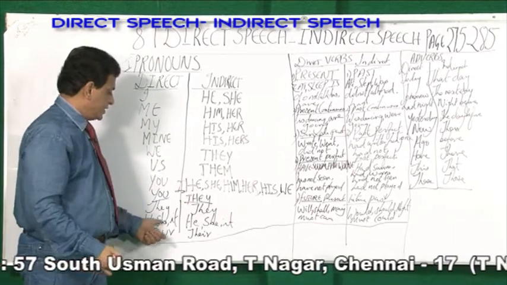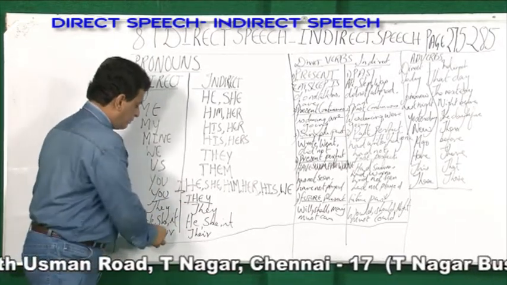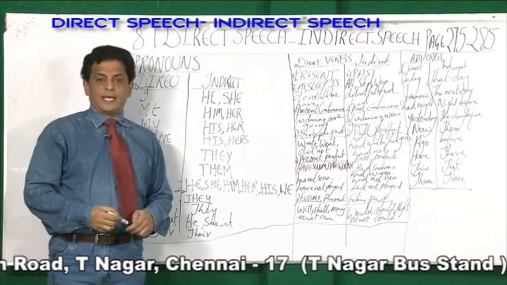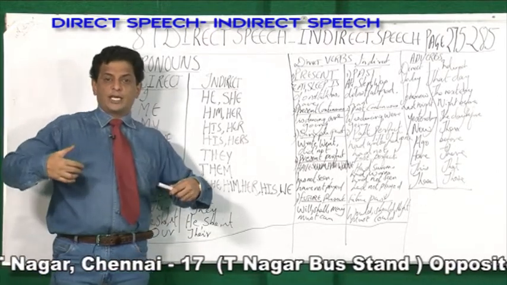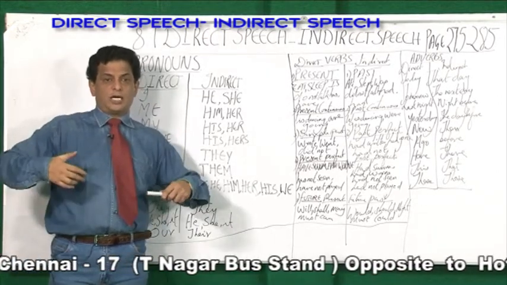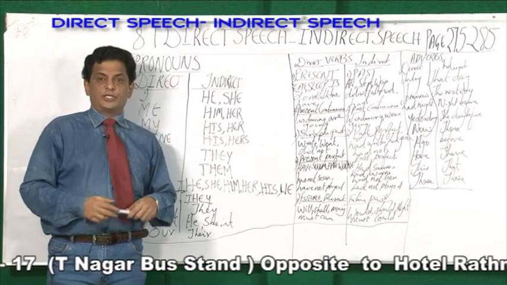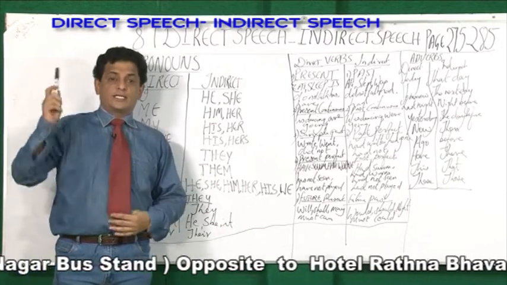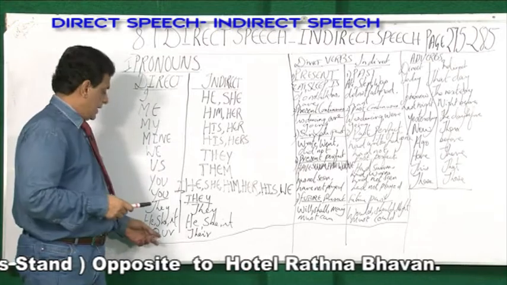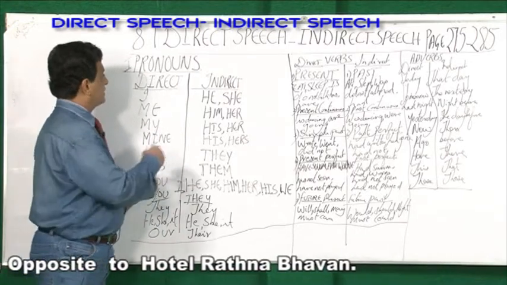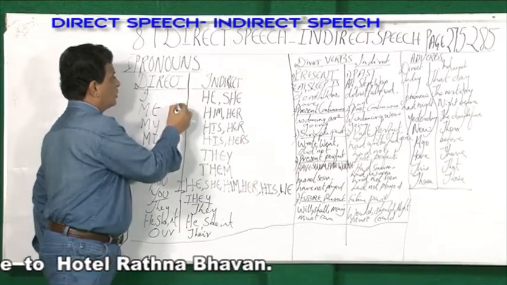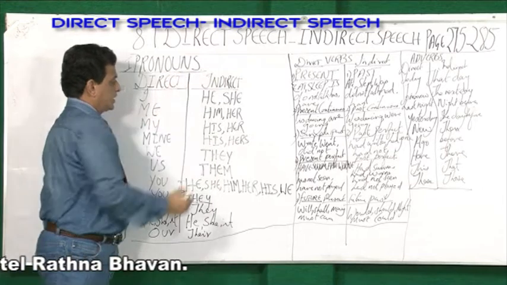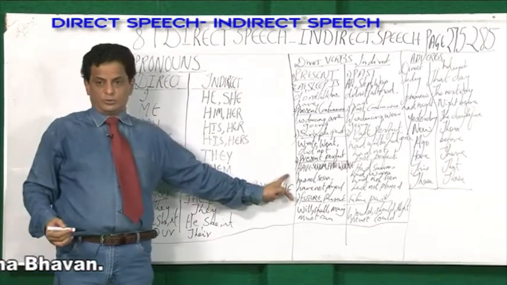They is they, he, she, it becomes he, she, it, our becomes their. I say our country is a good country, or our software engineers are very good, and you go and say, sir told that their software engineers are good. Okay, this is how pronouns change from direct to indirect. So, pronouns play an important role.